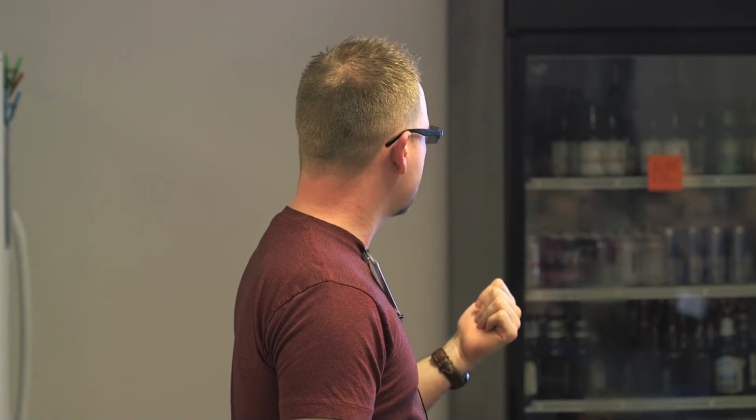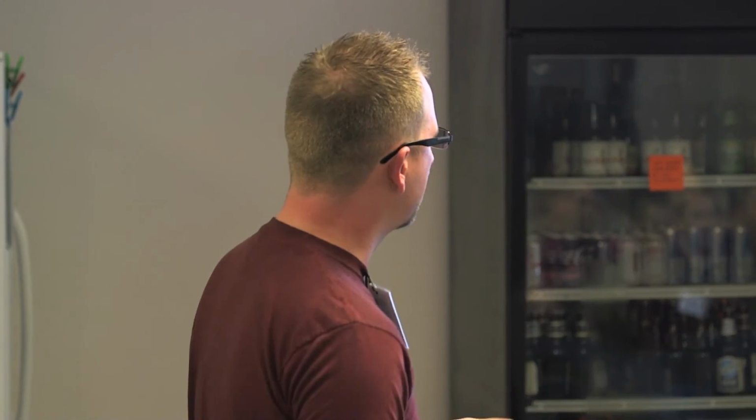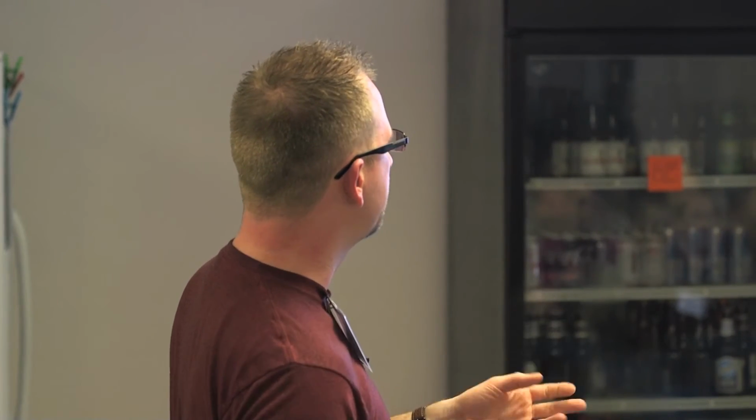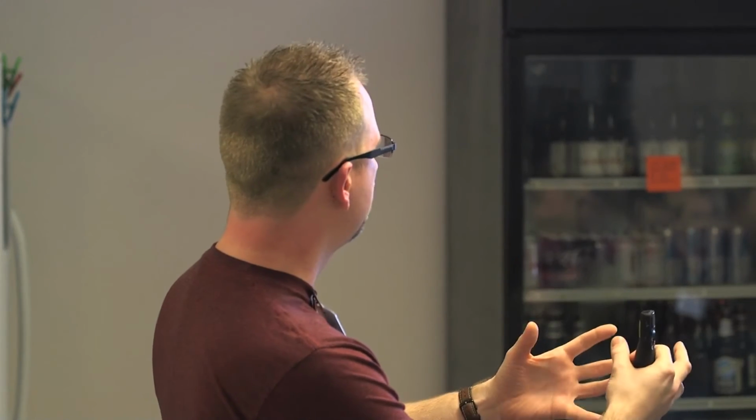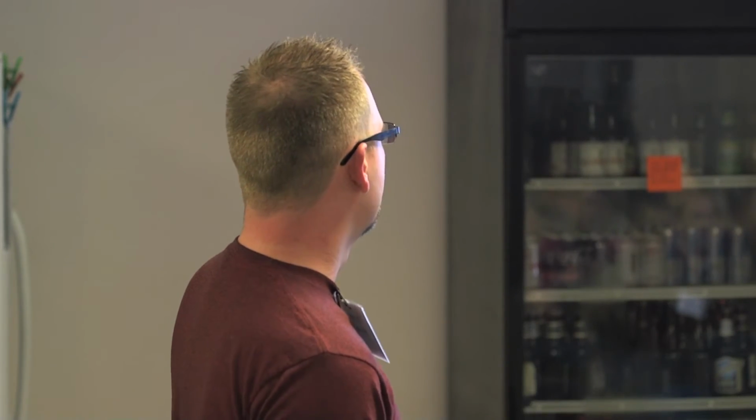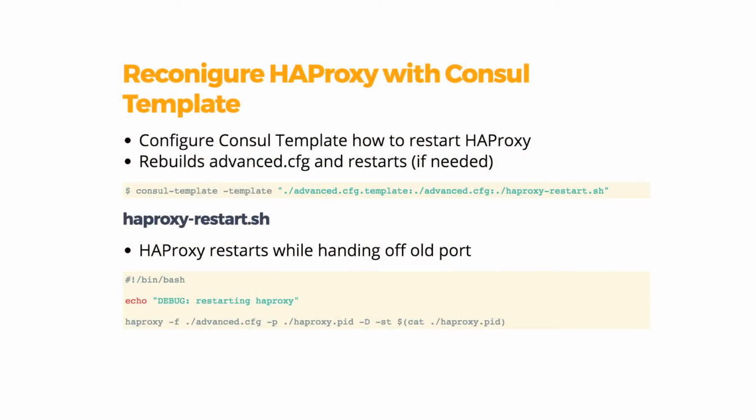So the command we use for this is we run HAProxy. The -f means here's our configuration file. The -p says write the process identifier to this next file. The -d daemonizes it so it runs in the background. And the last part's really interesting, the -st. What that does is it says, hey, use the following PID file.